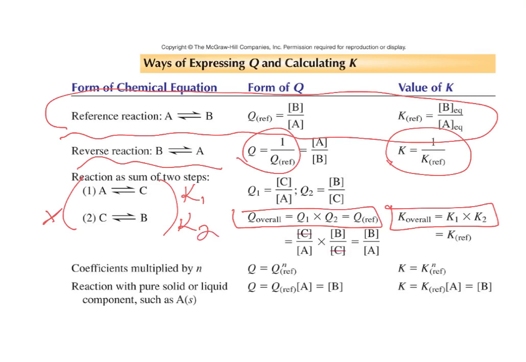And what's in the middle here is just a derivation. You don't need to be able to do that. It just kind of shows you where that comes from mathematically. If you multiply the coefficients in a reaction by some factor, that factor becomes an exponent in the value for K. And just a reminder to leave pure solids and pure liquids out of the expression for both Q and K.